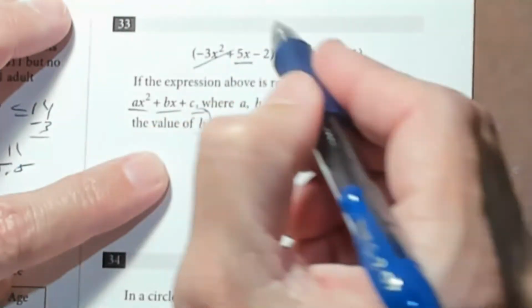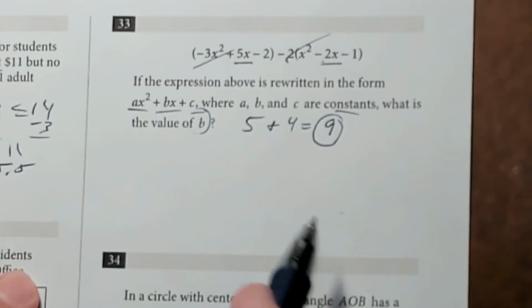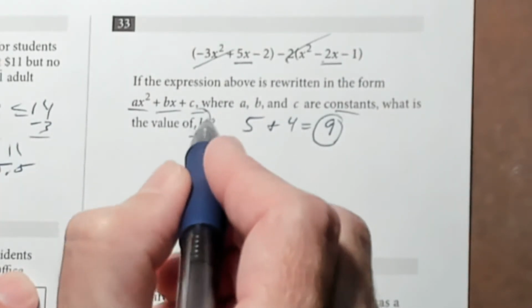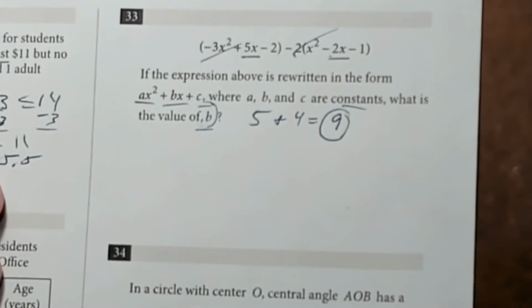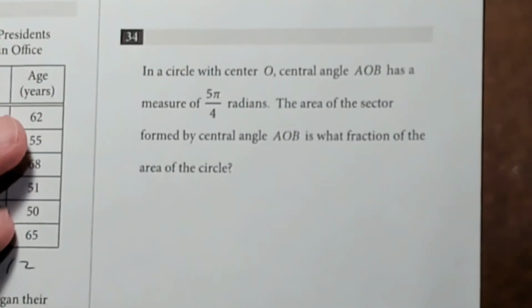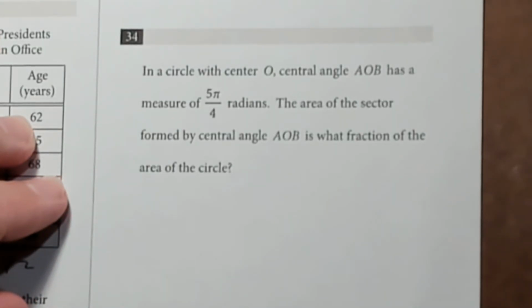I don't care what the x squareds are. I don't care what the other one is. Doesn't matter. All they ask you is the value of b, which is the coefficient in front of the x. Okay, so that'll save you time. So hopefully you listen to that whole explanation there. Number 34. Try to do this yourself.